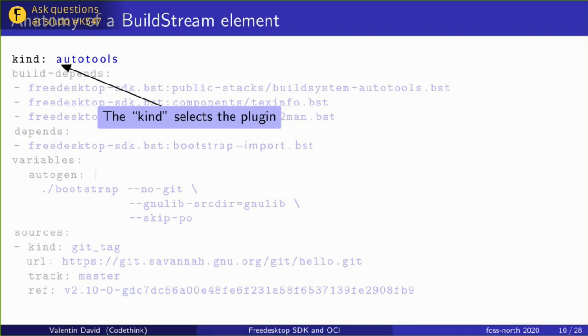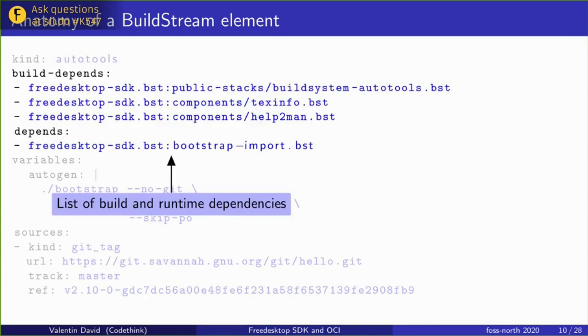it will also be useful in the project configuration itself. So if you want to configure all your Autotools projects to be built in a certain way, you can override things in the project configuration. Then after, we will have our dependencies. There are two types of dependencies in BuildStream: build dependencies and runtime dependencies. And when you don't specify, for example, here the bootstrap import, it's both build and runtime.